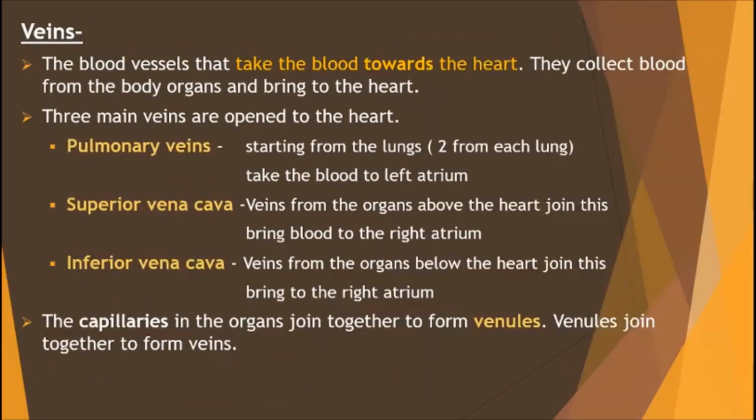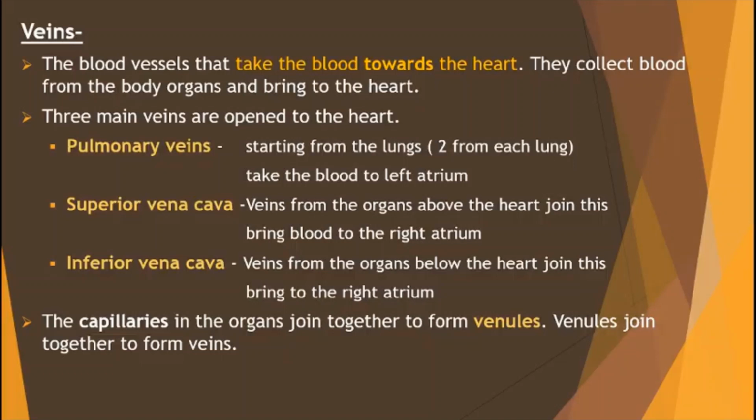Veins. The blood vessels that take blood toward the heart are called veins. They collect blood from the body organs and bring it to the heart. Three main veins open to the heart. Those are the pulmonary vein, superior vena cava and inferior vena cava.